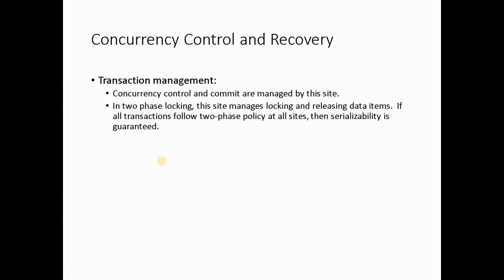When it comes to transaction management, concurrency control and commit are managed by this designated site. For example, in 2-phase locking, we will go into details, this site manages the locking and also the releasing of the data items, right? The key idea is that if all transactions follow this two-phase policy in all the sites, then serializability is guaranteed. Remember we discussed this idea. Although transactions happen in a live fashion, they are executed in such a way that it works in a serial fashion. We have checked this serializability. So serializability is guaranteed if all transactions follow the two-phase policy at all sites.